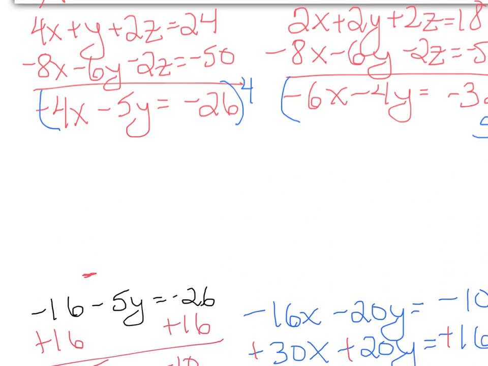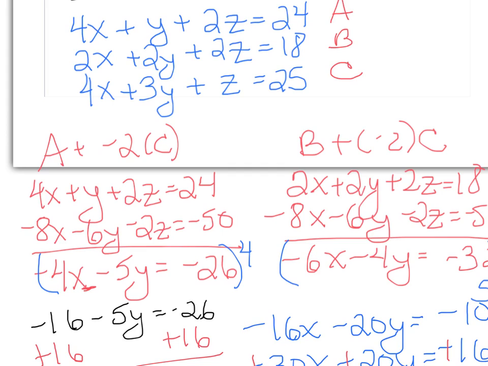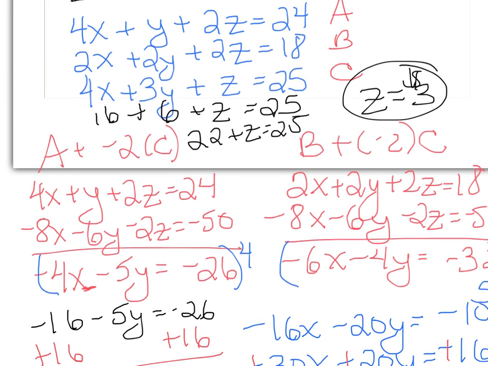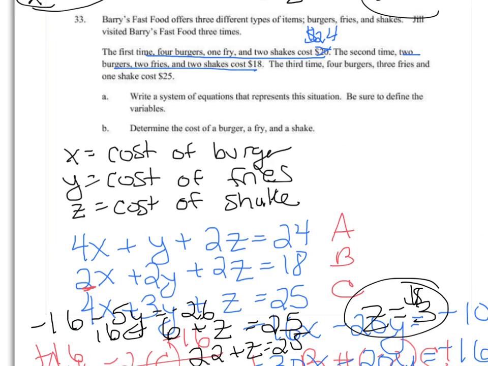So I need my original equations, and I think to find z I will use equation c. So when I plug in 4 for x and 2 for y, we're going to get 22 plus z equals 25, so z is $3. So to finalize our answer, the cost of one burger is $4, the cost of one French fry is $2, and the cost of a shake is $3.